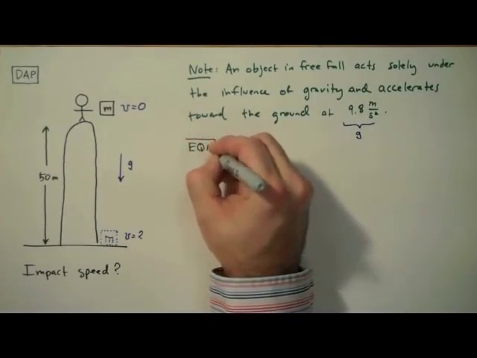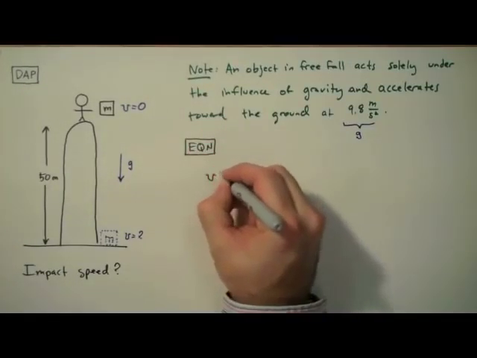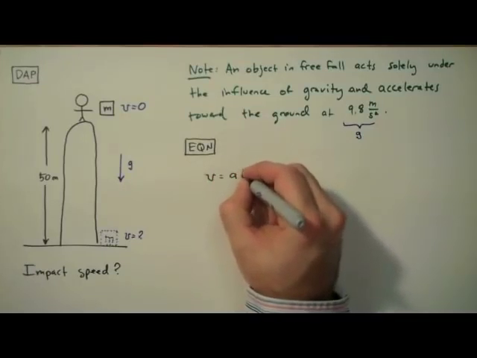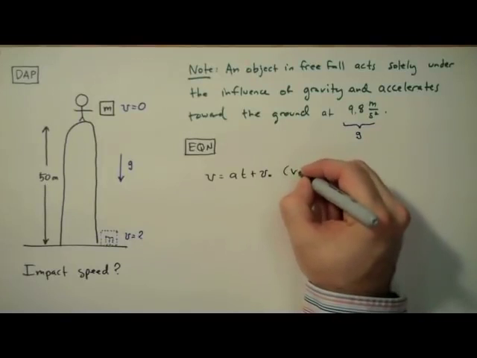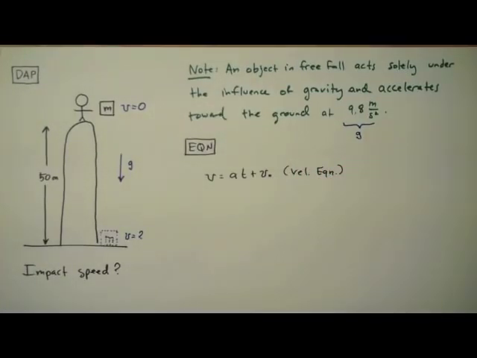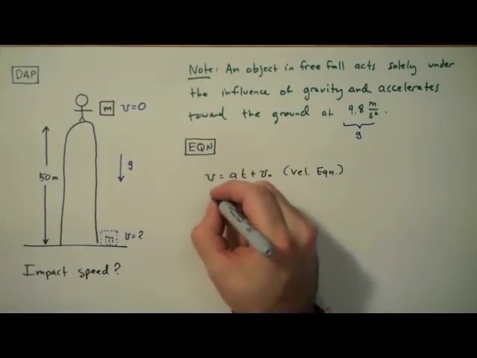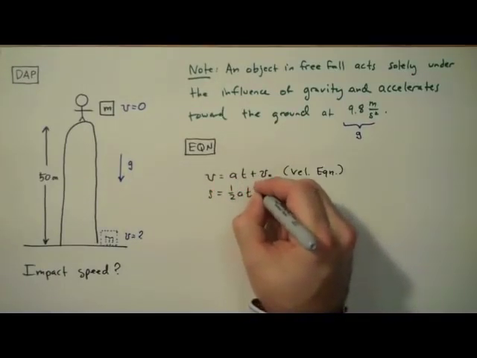There are 3 equations that we can use to analyze a body undergoing constant acceleration. They are called the kinematic equations. Some of us in Detroit affectionately refer to them as the big 3. The first of which is the velocity equation. Here t represents time.